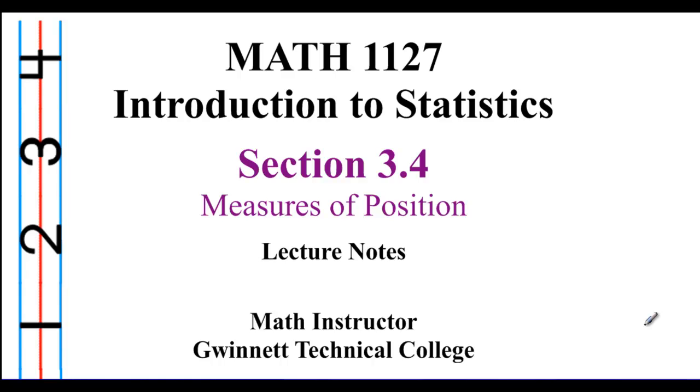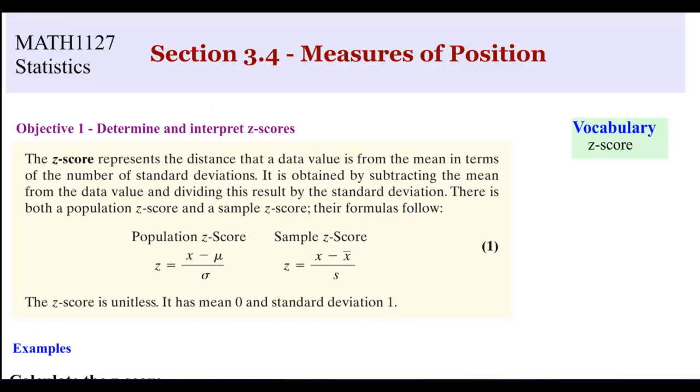All right, so in section 3.4, we're going to talk about measures of position. So we're going to talk about how a data point might relate to the rest of the data. To do that, we're going to first talk about Z-scores.